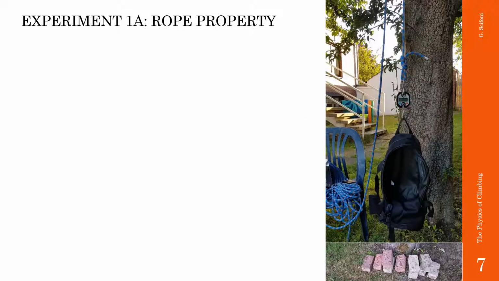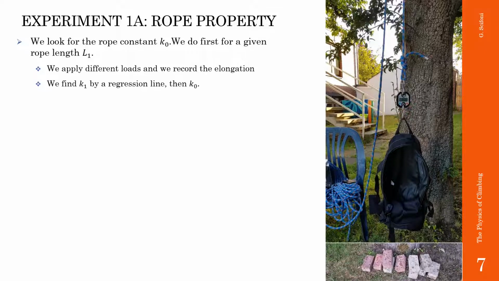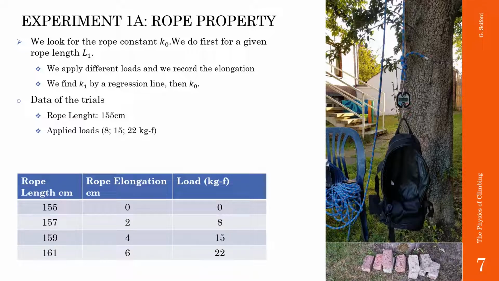The first experiment is adopting a rope length of 155 centimeters, and three different loads are applied, 8, 15 and 22 kg force respectively. For the trial, a sack filled with bricks has been used. Here is the sack and here are the bricks. Between the sack and the rope is placed a dynamometer, and hereby are the results.